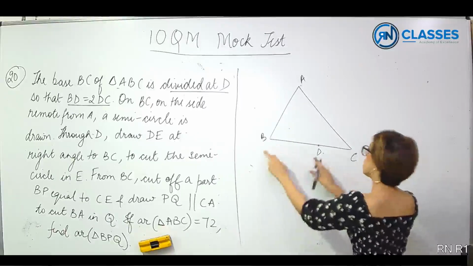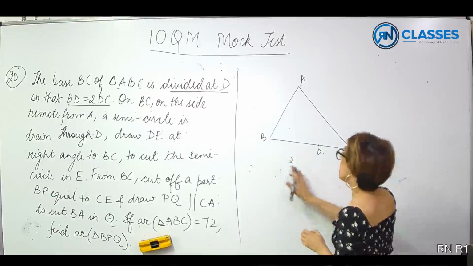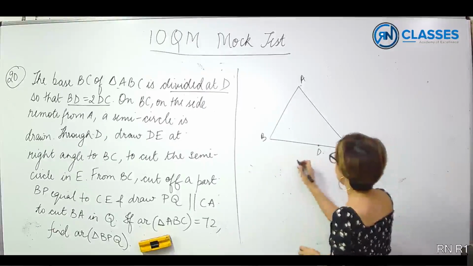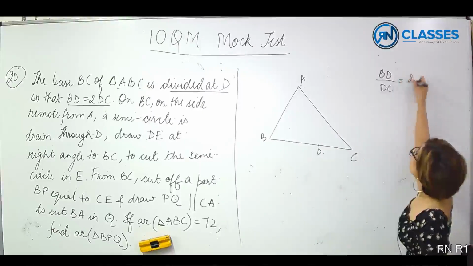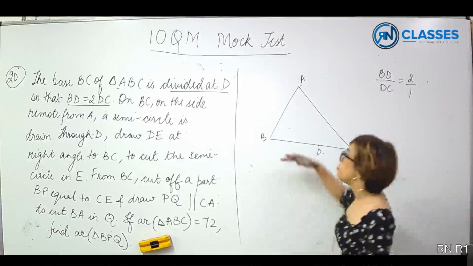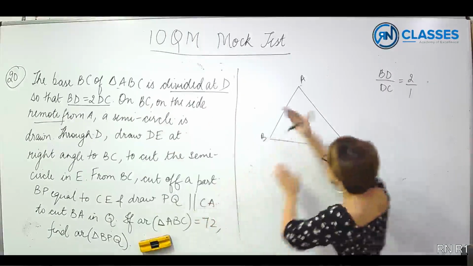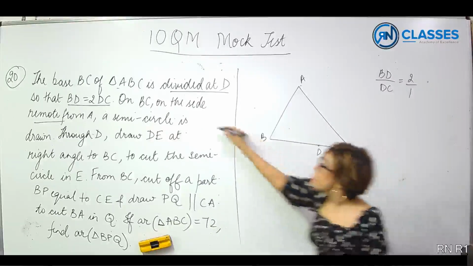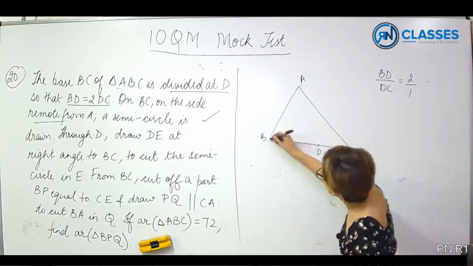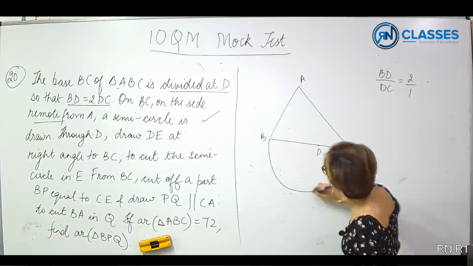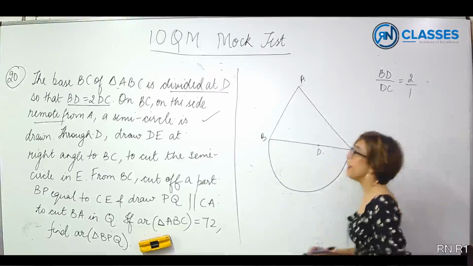Right? So this is twice of this. So if this is x, this is 2x. So basically I know this ratio 2 is to 1. Maybe I can use that. BD by BC is 2 is to 1. Right? On BC, on the side remote from A, that means not on this side, a semicircle is drawn. So on BC, semicircle, but this side, so maybe this is the one. This is a semicircle, that means BC is the diameter.